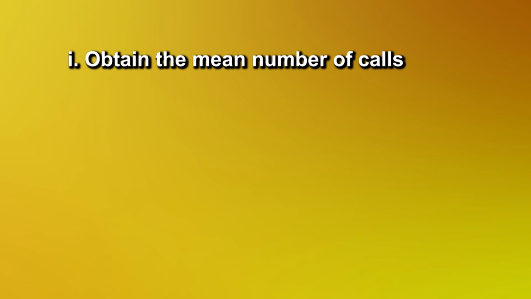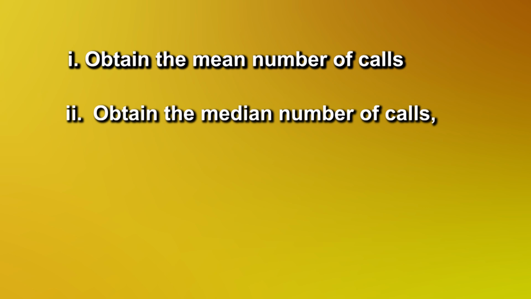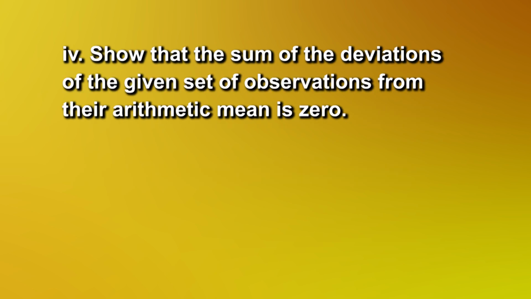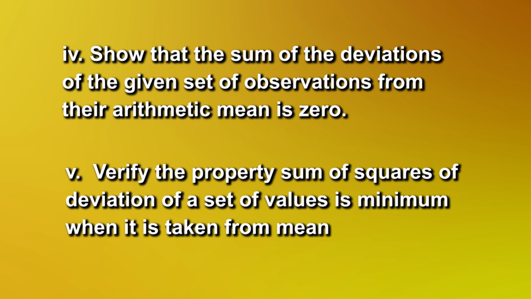Obtain the mean number of calls, obtain the median number of calls, obtain the mode number of calls, show that the sum of the deviations of the given set of observations from their arithmetic mean is 0, verify the property that the sum of squares of deviation of a set of values is minimum when it is taken from the mean.